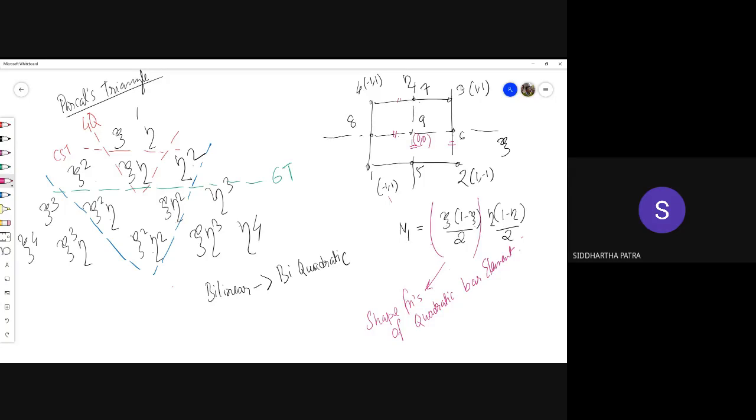Now this 9-noded quadrilateral element is the theoretically consistent quadratic element. I would explain what is not theoretically quadratic and what is quadratic. But for the time being, can you appreciate that we can identify the shape functions of the 9-noded quadrilateral element either from the quadratic bar element or by using the method that we used for the 6-noded triangle element?